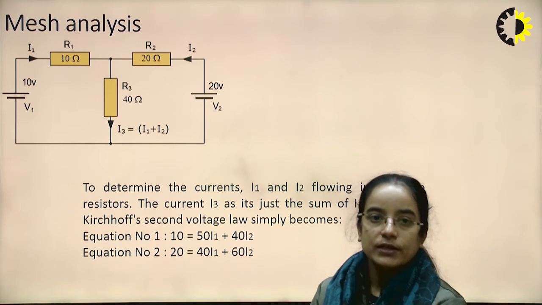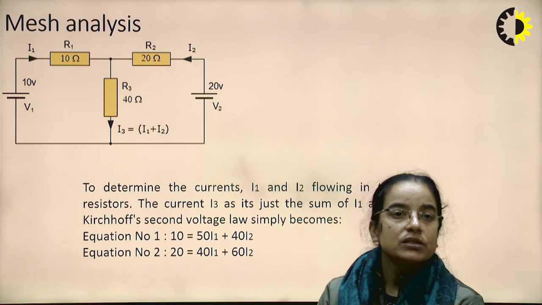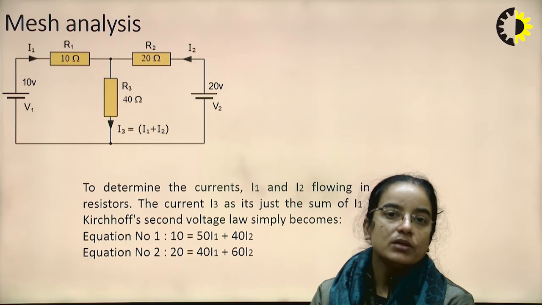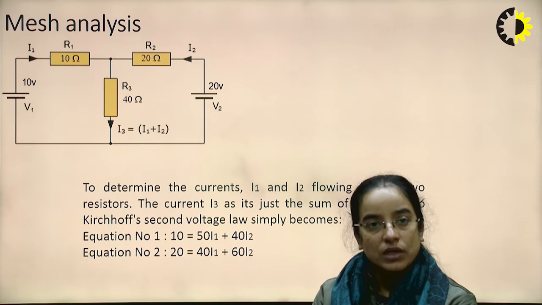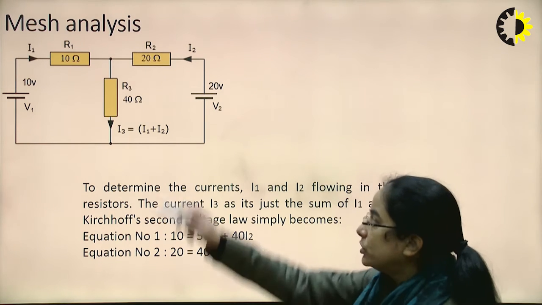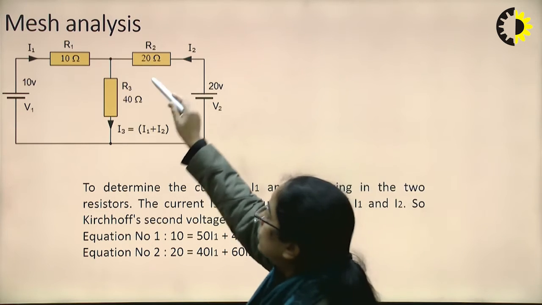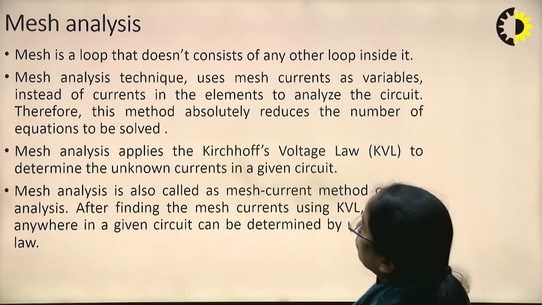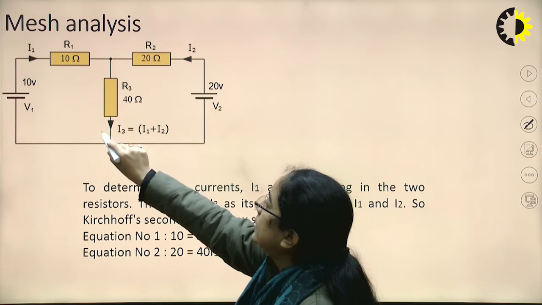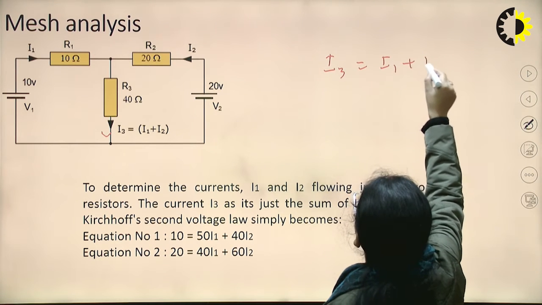Now see, this is the example here. There are 3 resistors and 2 voltage sources. First we will solve this by the conventional method, then we will apply mesh analysis. Here I1 is the current through R1, I2 is the current through R2, and the sum of I1 and I2 flows through the third resistor. So I3 is I1 plus I2.